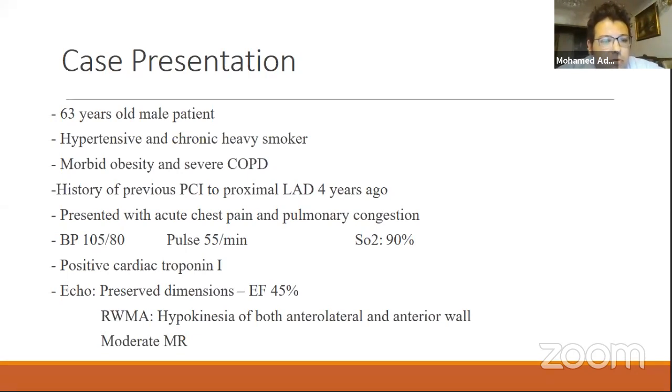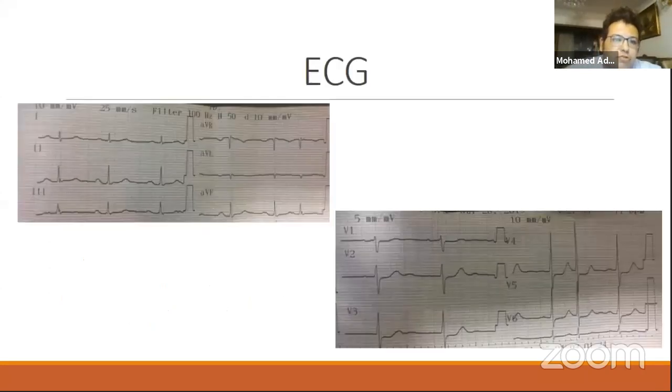Immediately we started by giving him a loading of P2Y12 inhibitors and aspirin, IV nitroglycerin, and a small dose of diuretics. An emergency echo was done, showing preserved overall dimensions with an overall ejection fraction of 45%, hypokinesia of both the anterolateral and inferior walls, and moderate mitral regurgitation. And of course, an ECG was done at first.